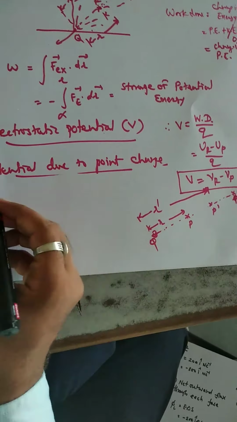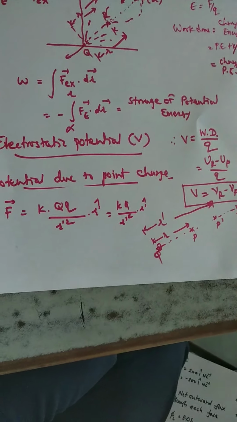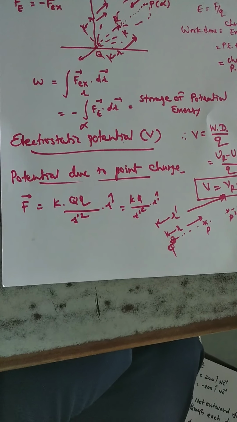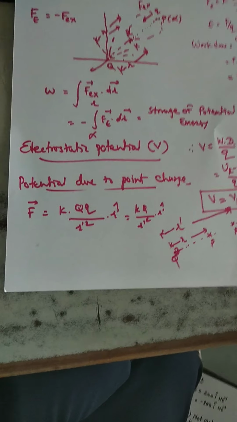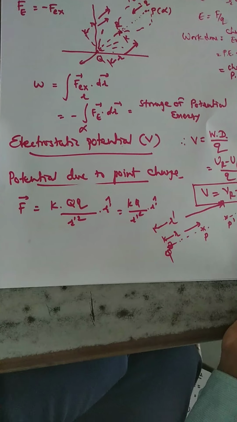So as we know that F is equal to K Q upon R dash square into R dash hat. This is in vector form. Okay, and as we consider this small q as a unit charge, the equation will be kQ upon r dash square into r dash hat. Clear? So that will be the equation of electric force at point P dash.